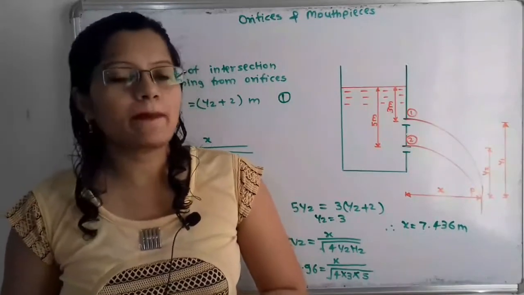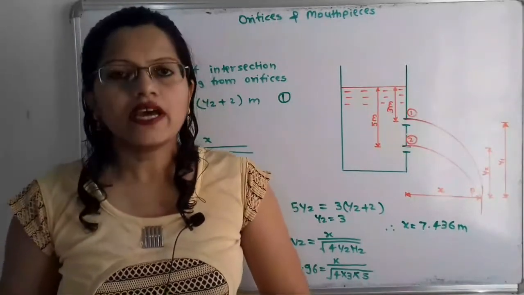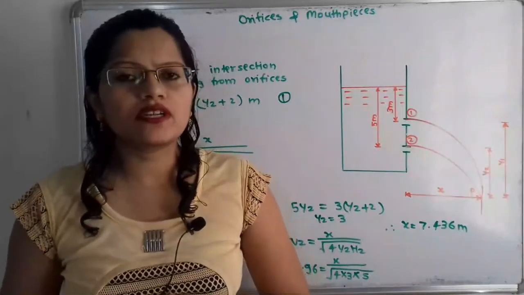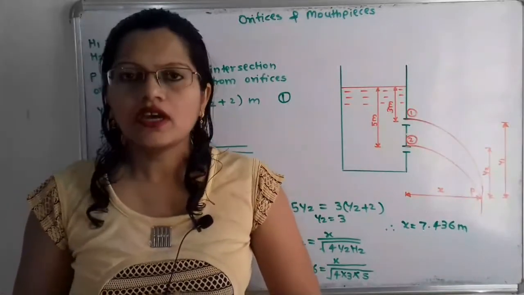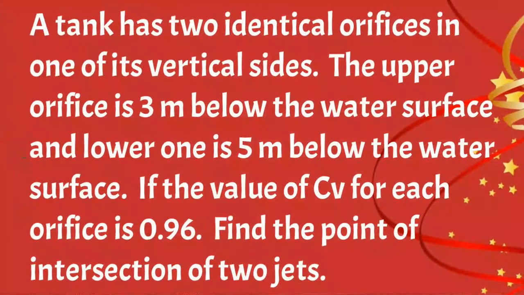Today we are going to solve a problem on orifices and mouthpieces. In this video, we are going to find out the point of intersection of two jets coming out from the two orifices. First, I will read the given problem. A tank has two identical orifices in one of its vertical sides. The upper orifice is 3 meters below the water surface and the lower one is 5 meters below the water surface. If the value of CV for each orifice is 0.96, find the point of intersection of the two jets. So this was the given question.